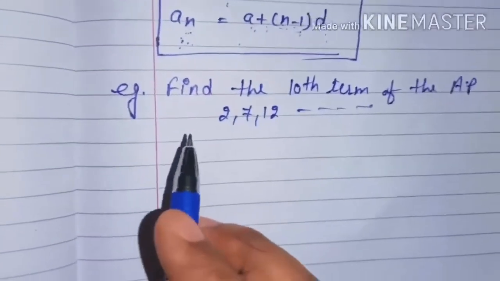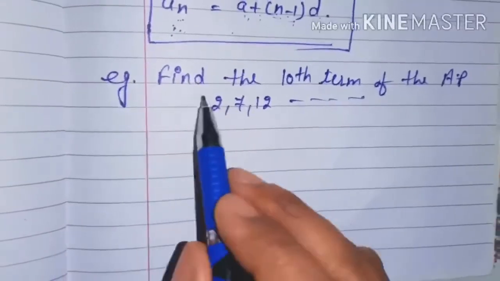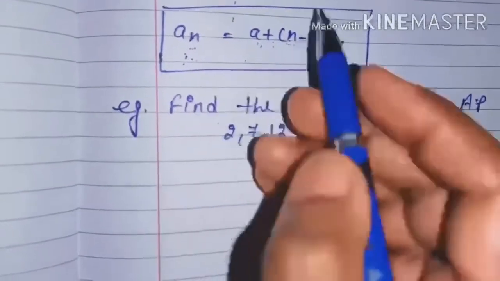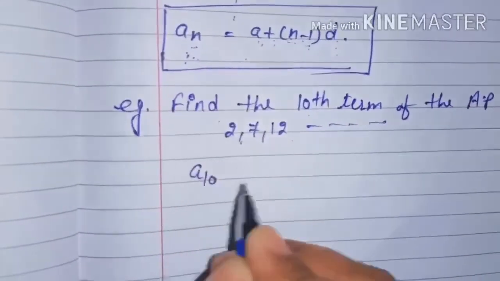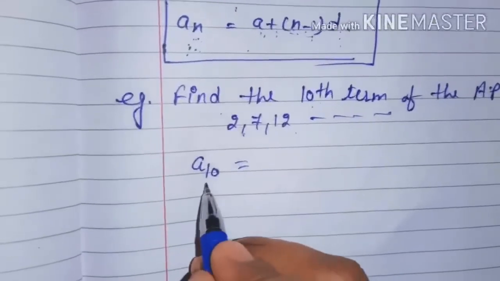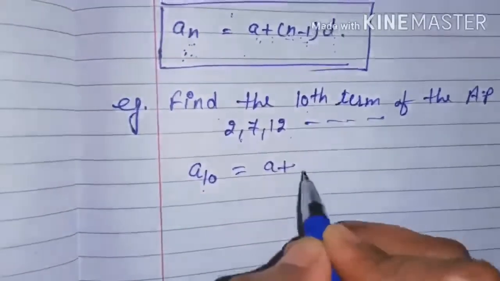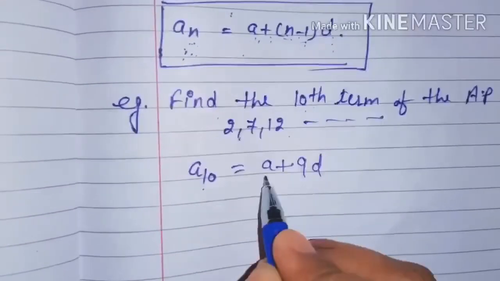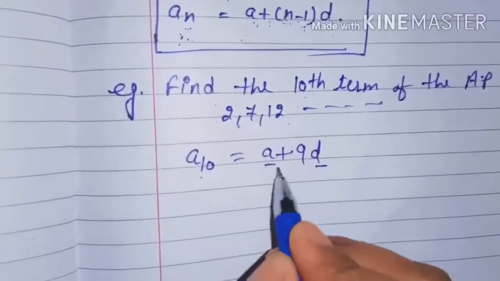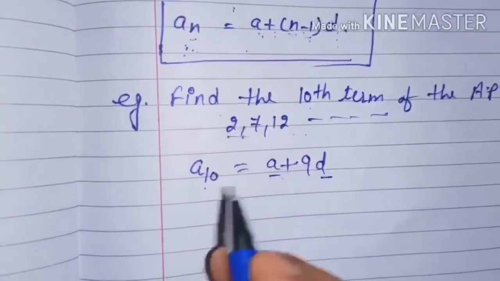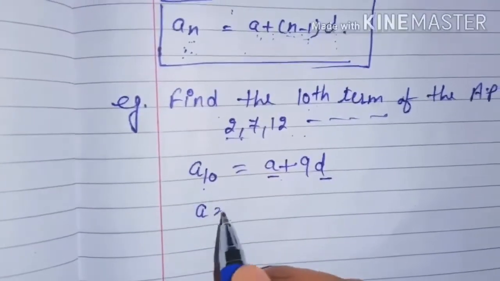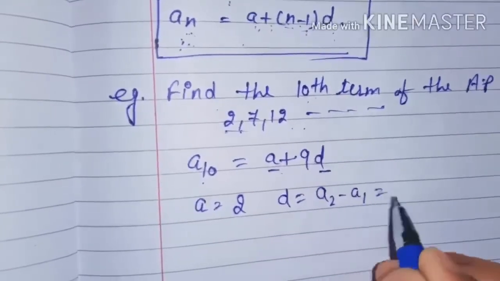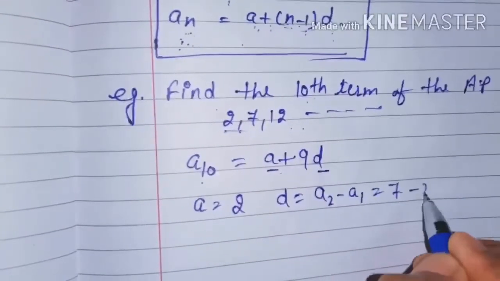Let's do one example based on this formula. Find the 10th term of the AP. This is the AP and we have to find the 10th term. According to the formula, the 10th term is represented by A10, and A10 is A plus 9D. For finding this value we require A and D, and we find them with the help of the AP. In this AP, A means the first term, that is 2, and D is A2 minus A1. A2 is 7 and A1 is 2, so D is 5.